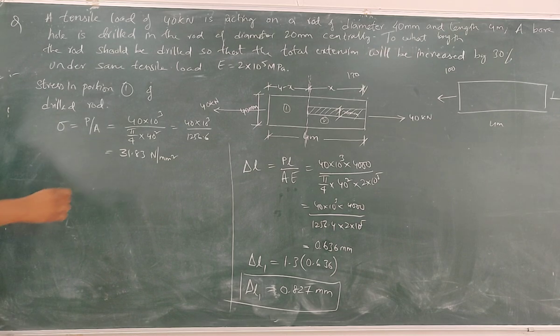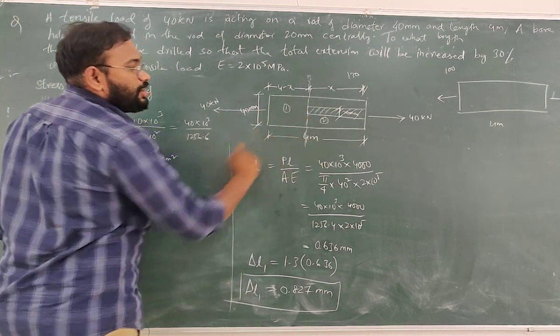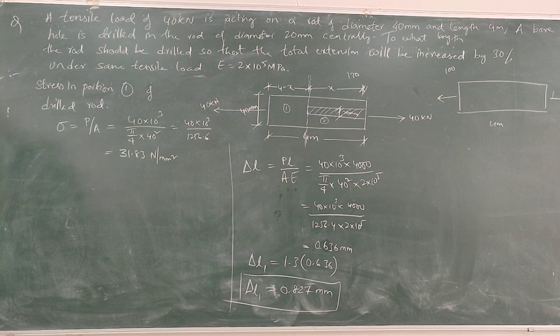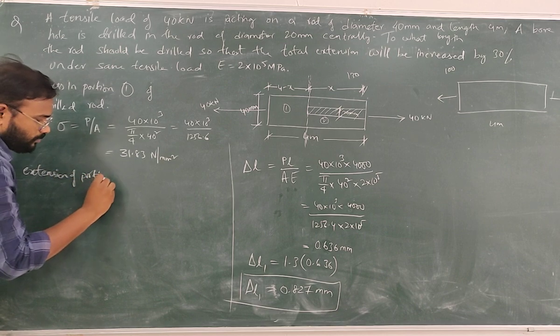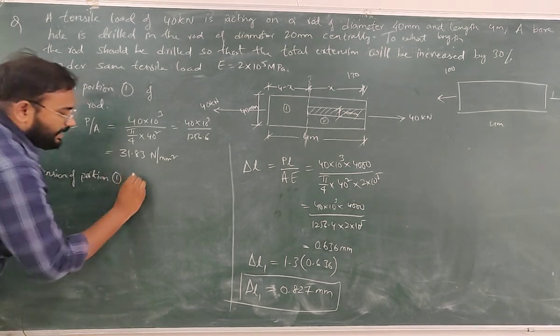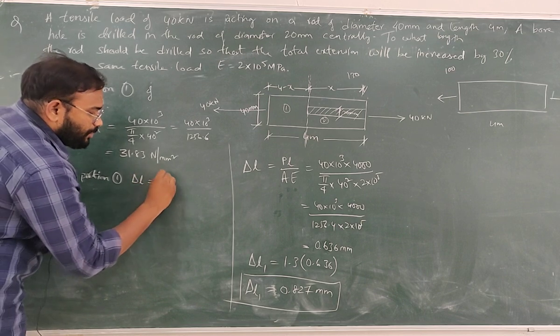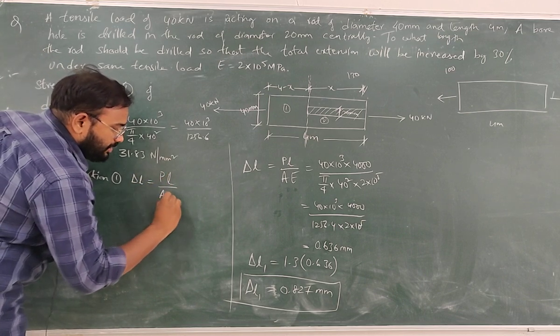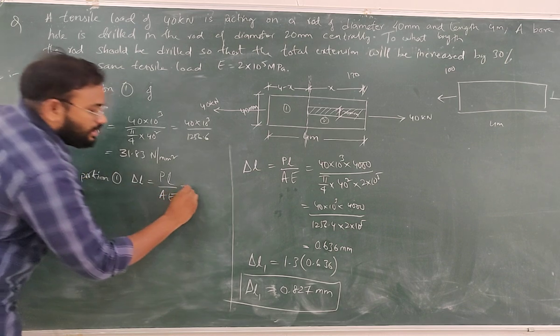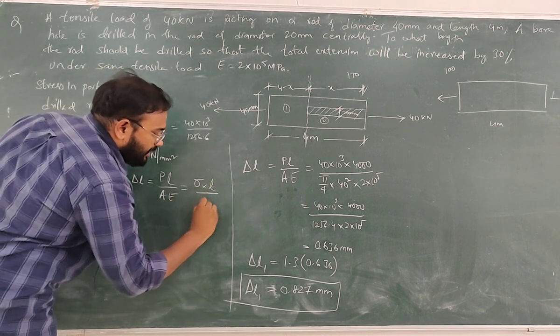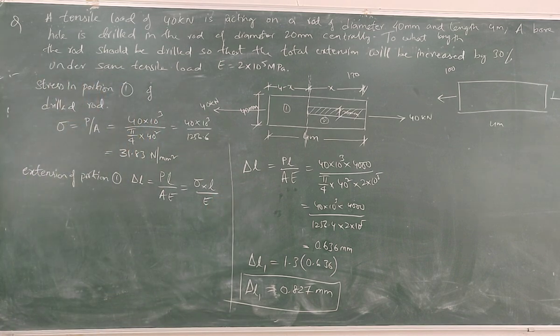Okay, now I can calculate the elongation of this portion 1. I can calculate the extension of portion 1. Extension of portion 1, delta L, is equal to, what is the formula? PL by A is the formula. What is P by A? Sigma. So sigma into L by E. Okay, sigma L by E.